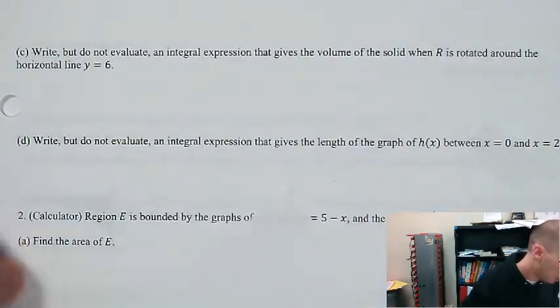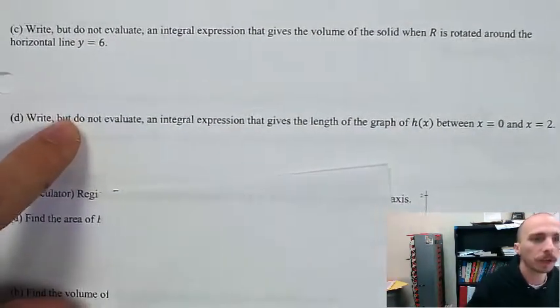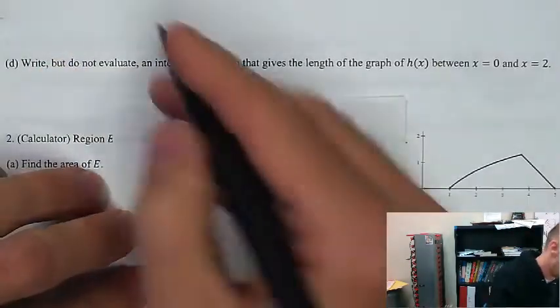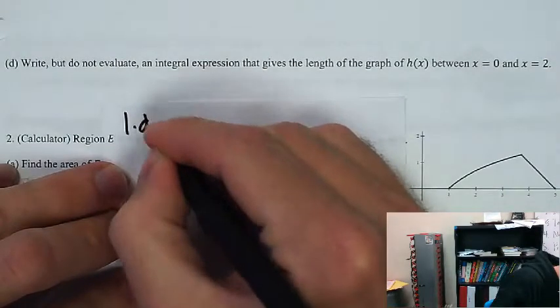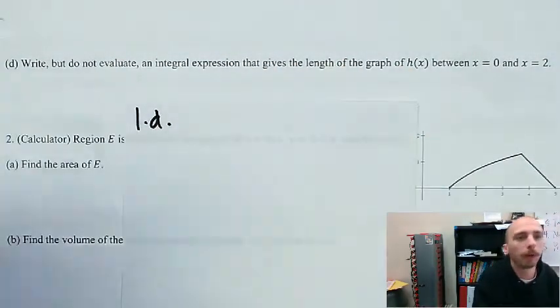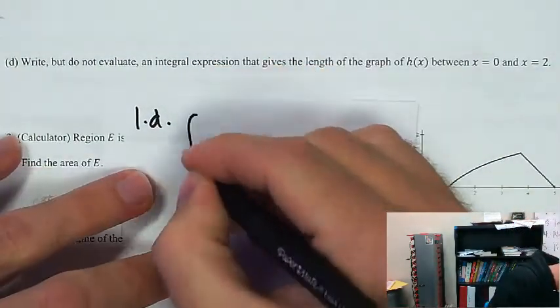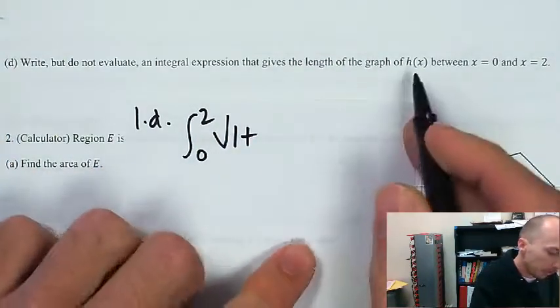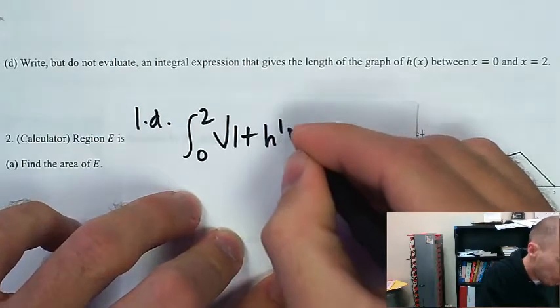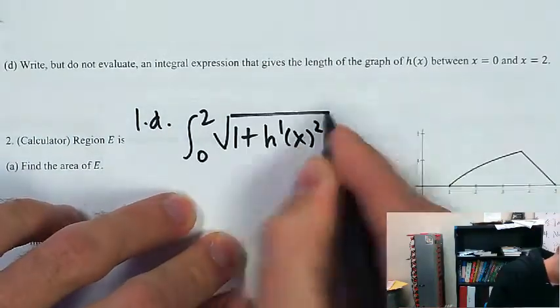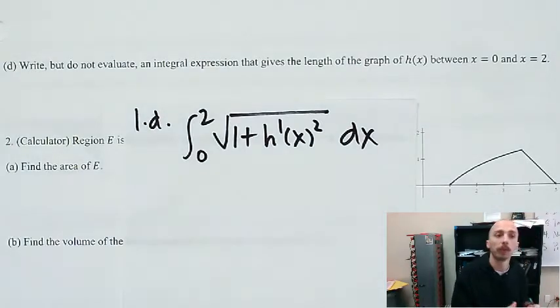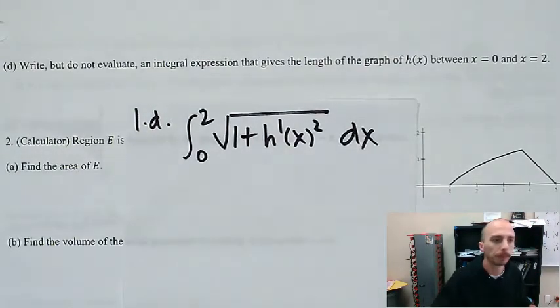Okay, and then part D is saying write but do not evaluate an expression that gives the length of the graph of h between x equals 0 and x equals 2. Okay, this is probably the best part for us. We know our arc length formula, and that's all we're going to do. We're going to write it down. 0 to 2 square root of 1 plus the derivative squared, so that's h prime of x squared dx. Well, that's an integral expression that's going to work for our purposes. Okay, that was the first one.